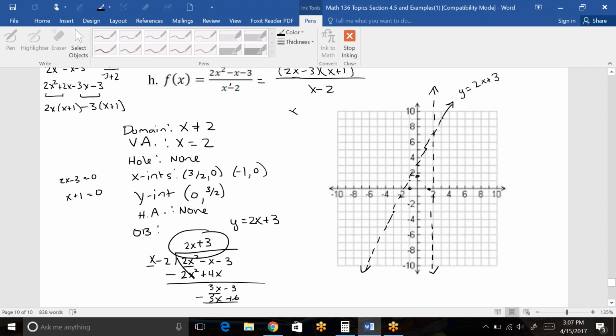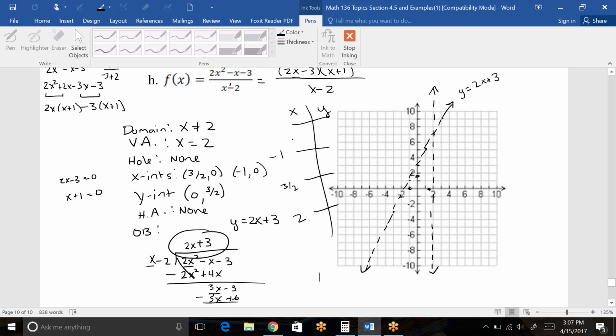So when I go to make my chart, remember x-intercepts and vertical asymptotes get labeled. So -1 is the smallest of those. 1.5 or 3/2 would be the next. And then 2 is the vertical asymptote. So that's my 2 x-intercepts and my vertical asymptote.